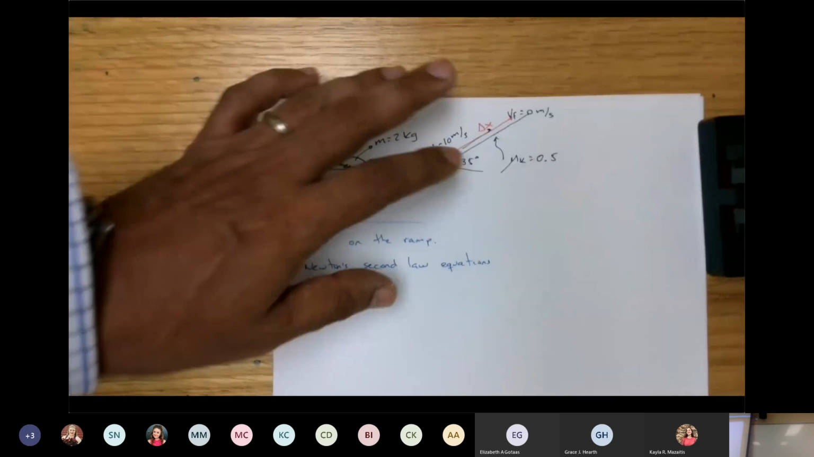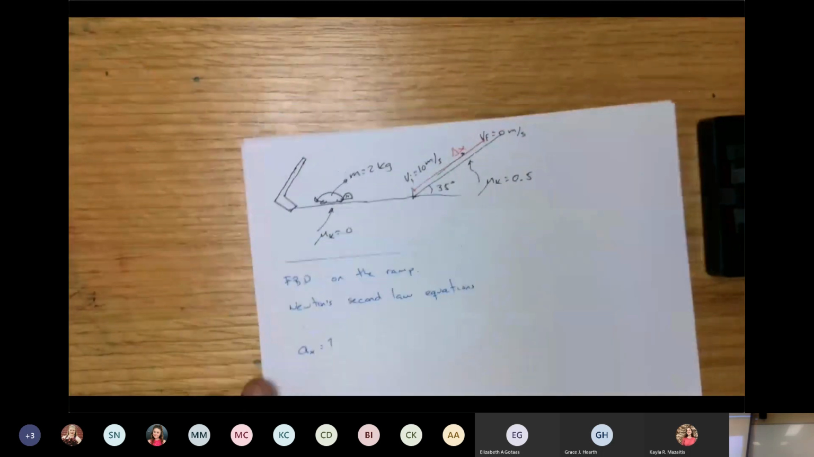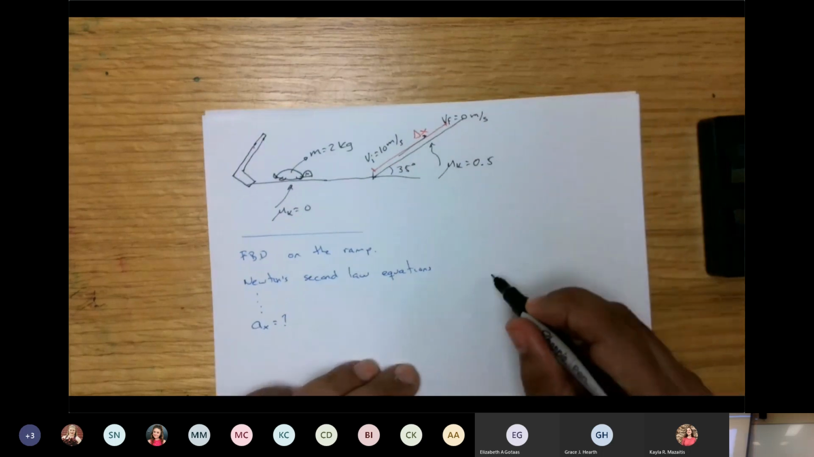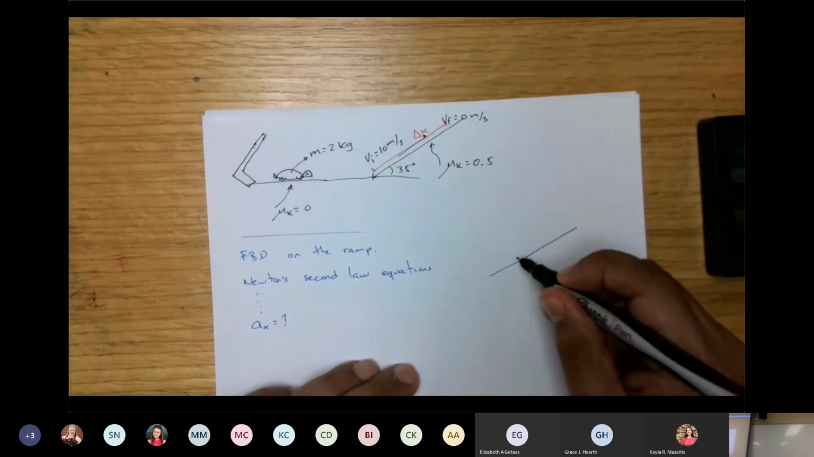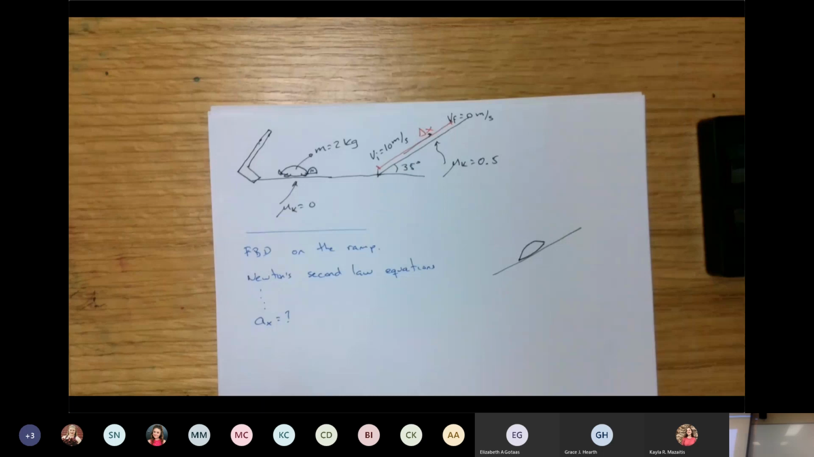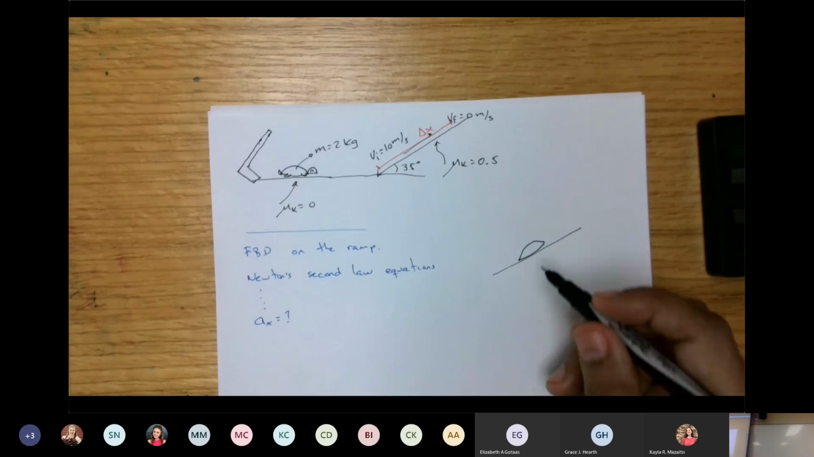Okay, so right now we only care about the turtle on the ramp. So I'm going to draw the ramp. I have the turtle over here. It's hiding because it's afraid. And I'm going to have the weight pulling down, and it's always going to go down. So the weight is going to go down.